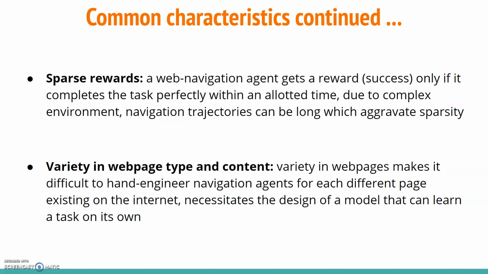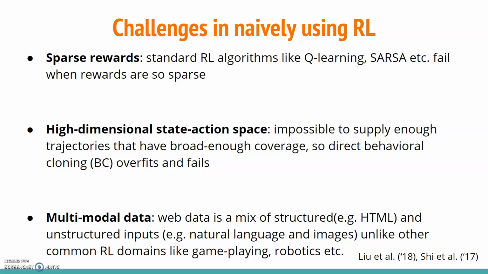Third is the multimodality and variety of data present in web pages. The web pages not only have structured data but also have unstructured data, and also there is a lot of variety in the content. These characteristics also present some important challenges. The sparsity of reward leads to failure of standard RL algorithms like Q-learning and SARSA. Also, ensuring broad coverage in high-dimensional tasks requires supplying a very high number of trajectories, which is impossible. This leads to failure of methods like behavioral cloning. The presence of multimodal data makes these web tasks significantly different.